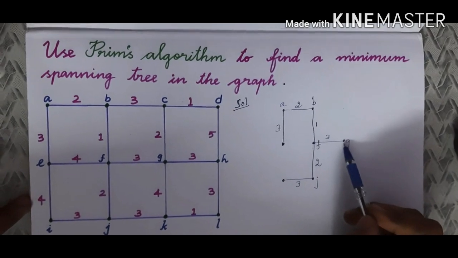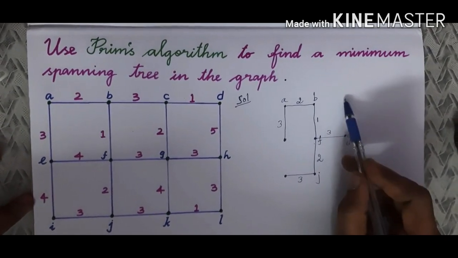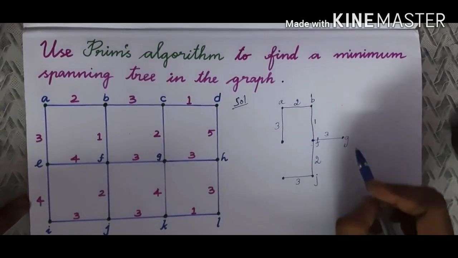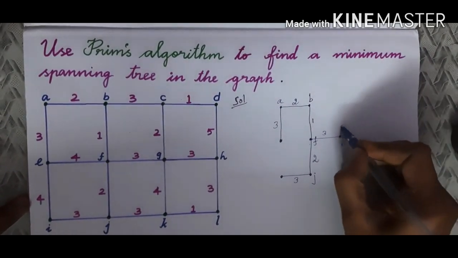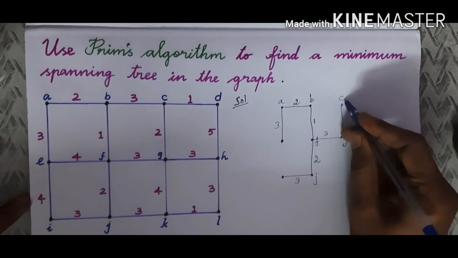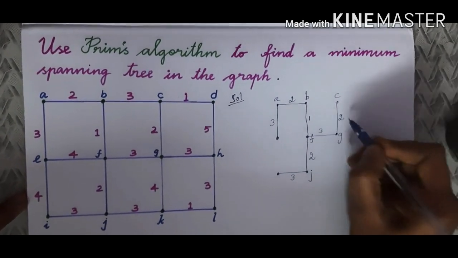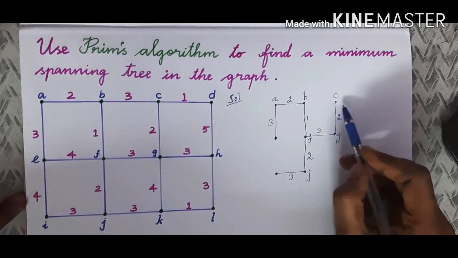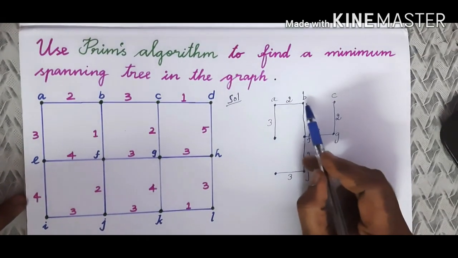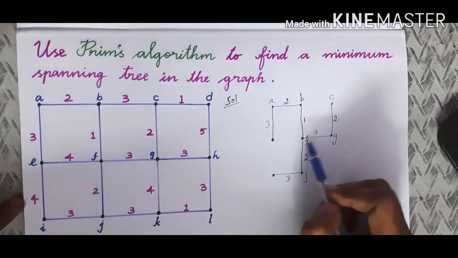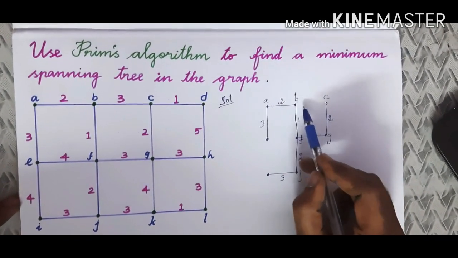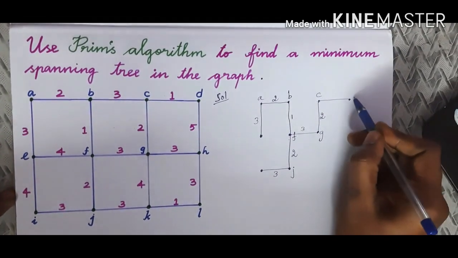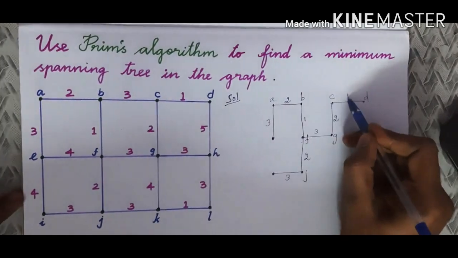Now from G we can go to C or H or K, but the minimum weight is 2 from G to C. So I choose C. The minimum weight is 2. From C you can go to D. You cannot go to B because it will form a cycle. In a minimum spanning tree, cycle is not allowed. So I choose D. The weight is 1.